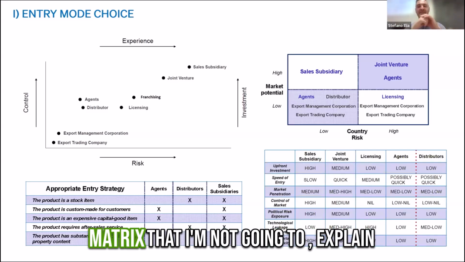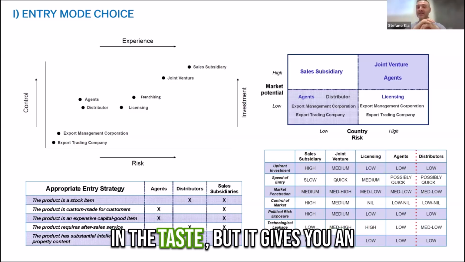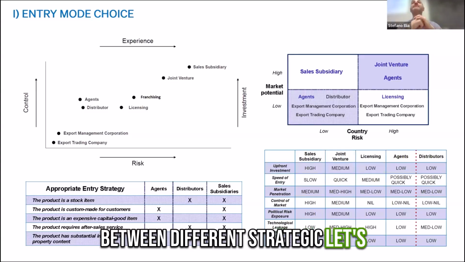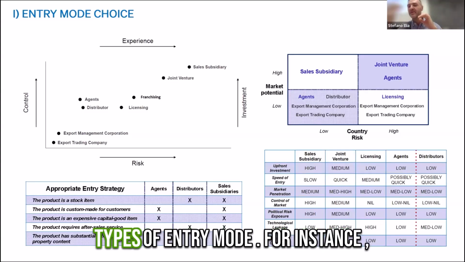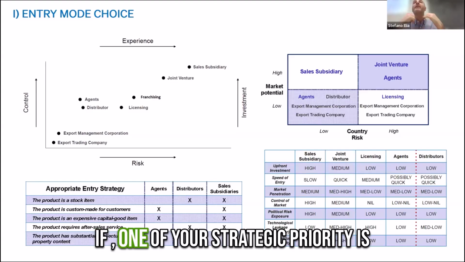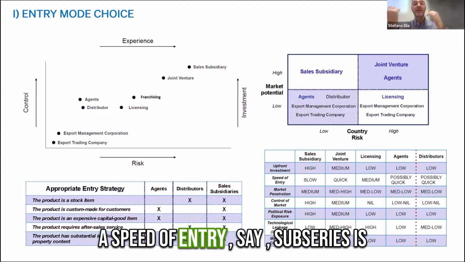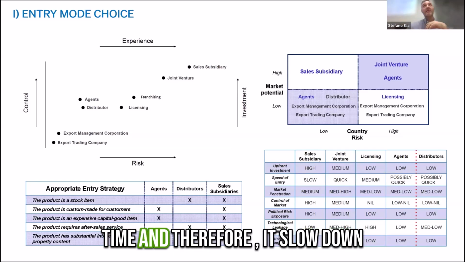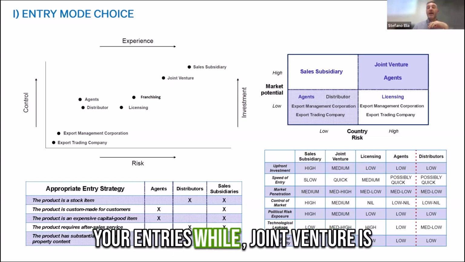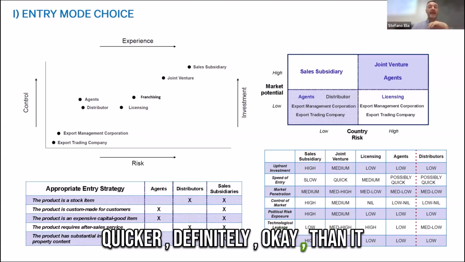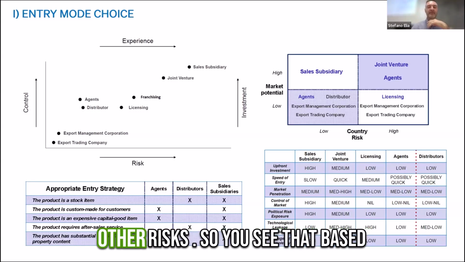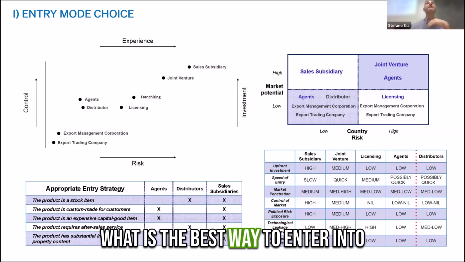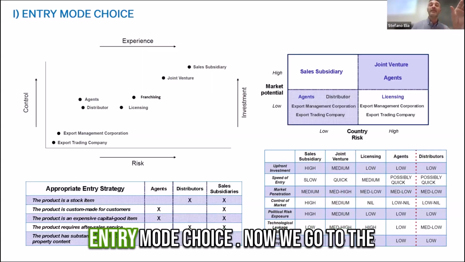And here there is another matrix that I'm not going to explain in detail, but it gives you an overview of the relationship between different strategic priorities and different types of entry mode. For instance, if one of your strategic priorities is the speed of entry, sales subsidiaries is probably not the best option because sales subsidiaries require time and therefore slow down your entry, while joint venture is quicker, definitely, than a sales subsidiary, although it entails other risks. So you see that based on the type of priority, you can see what is the best way to enter into a country. And this is related to the entry mode choice.